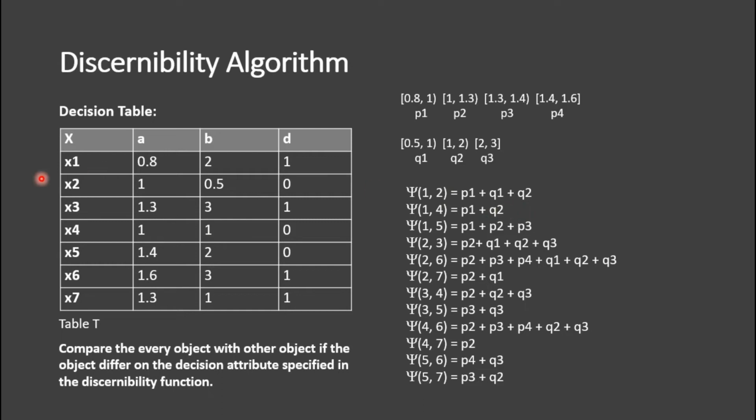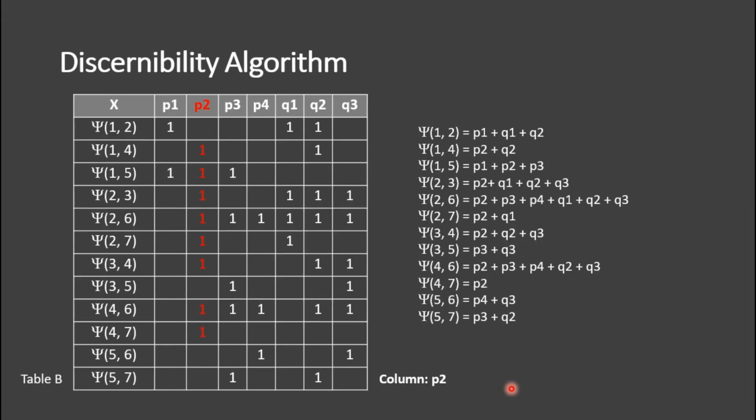Similarly we will compare each and every row with the other rows, and we will get all the formulas like this. Once we get the formulas, we create the table. This is the table B. It is generated by writing out all the ranges: P1, P2, P3, P4 for A, and then Q1, Q2 and Q3 for B.